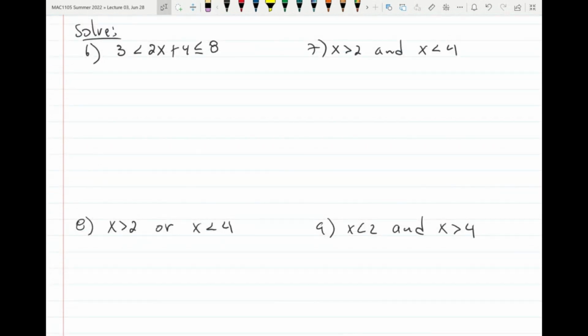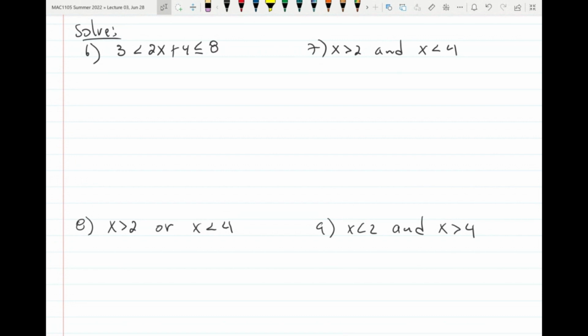All right, so let's draw a picture of these 4 inequalities. In 7, 8, and 9, there's nothing to do. We just draw a picture and that's it, right? And then write the interval notation. But for number 6, we have to do a little bit of work.